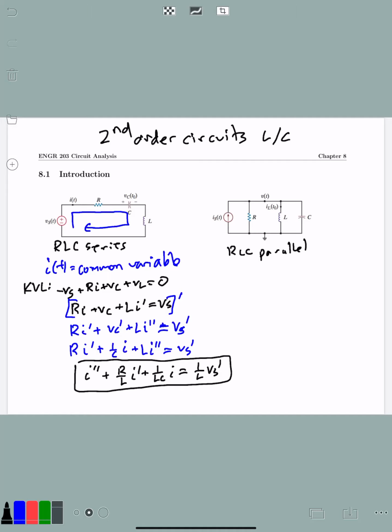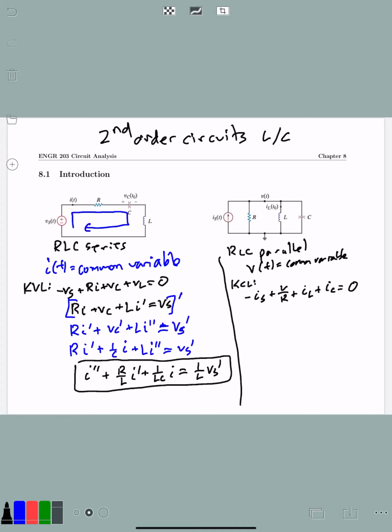Now we're going to continue and derive the differential equation for the RLC parallel. And so for that, the common variable is going to be v of t instead of i. And then we're going to use KCL here. So let's see here, I had negative I_S plus V over R plus I_L plus I_C equals 0.